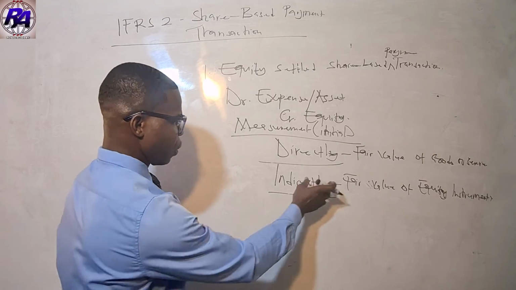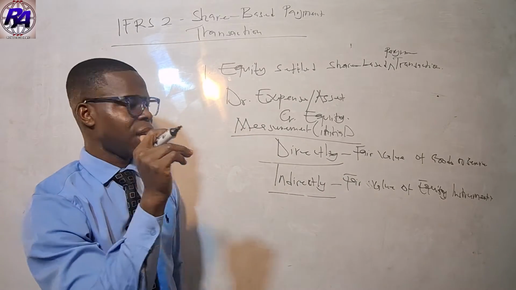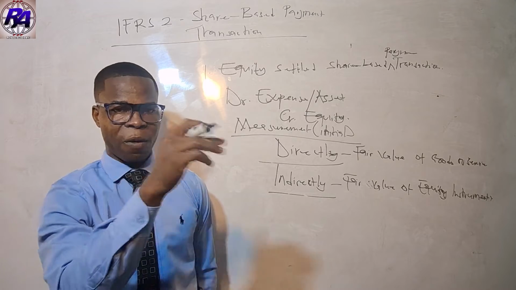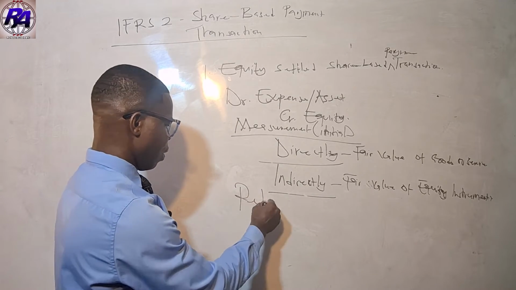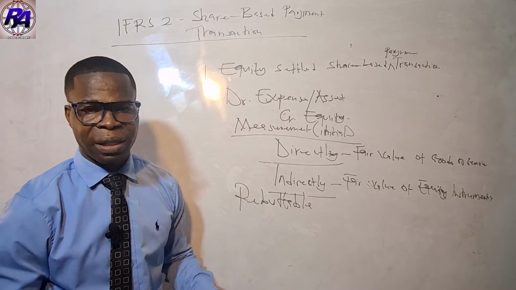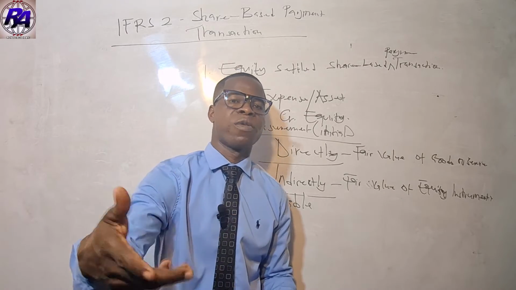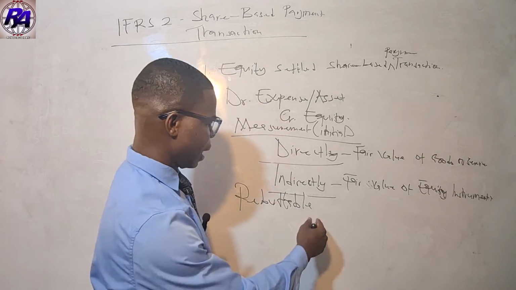So, when we want to use this indirect method for goods and services provided to the entity from the supplier, then there is a rebuttable presumption. When we talk about rebuttable presumption, they are conditions that are not certain. They provide room for exceptions. All right, so rebuttable presumption.